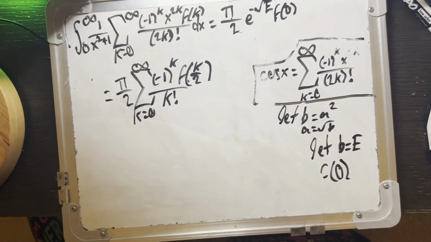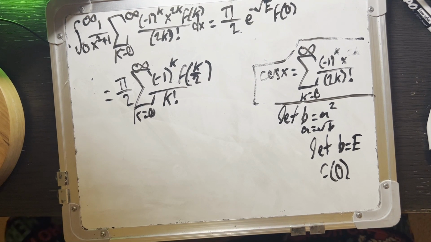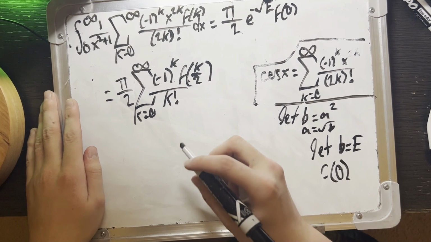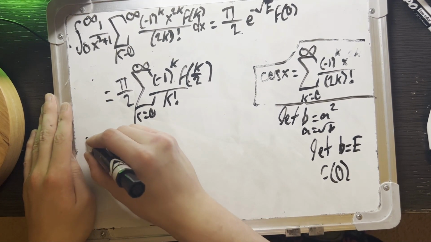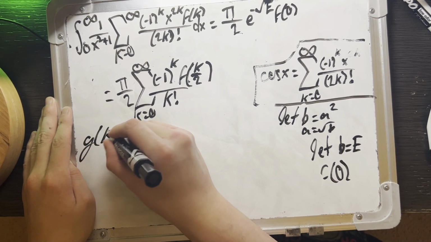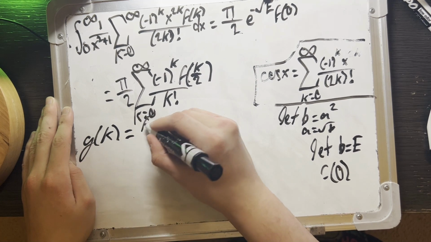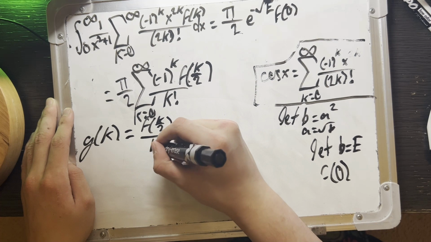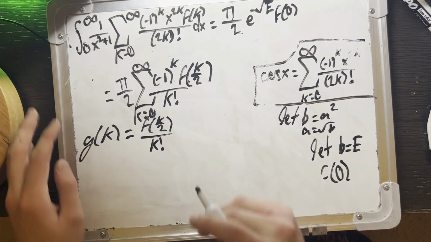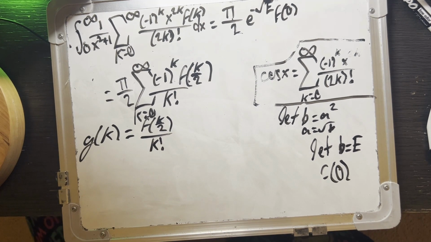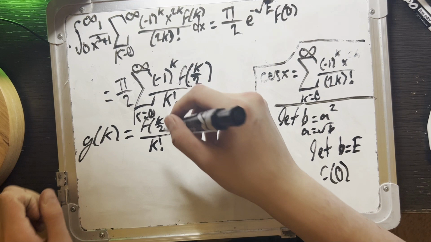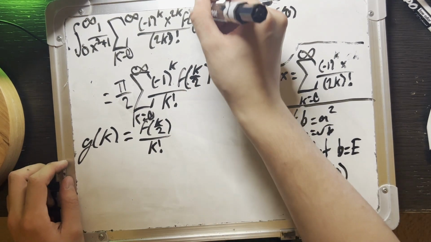And now, final step, just to generalize it more, would be to let a new arbitrary function, g of k, equal f of k over 2 over k factorial. And so then f of k, you just let k equal 2k, then you get f of k over 2k factorial, which is right up here.